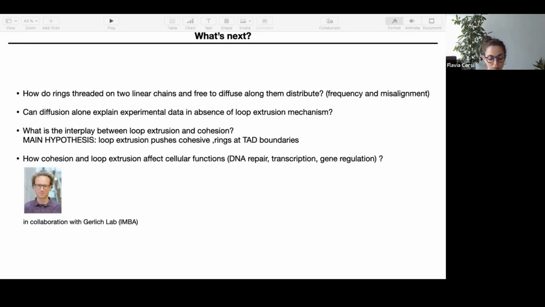For example, the pushing by loop extrusion, or for example, transcription activity. And in the long run, once we have found a model that can really agree with experimental data, we would like to study and make predictions about how perturbing the system, so perturbing the models, would impact, for example, DNA repair or transcription activity in experimental data.